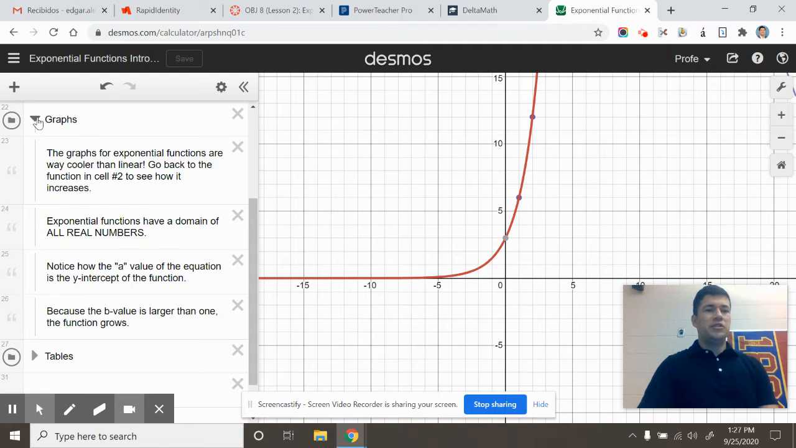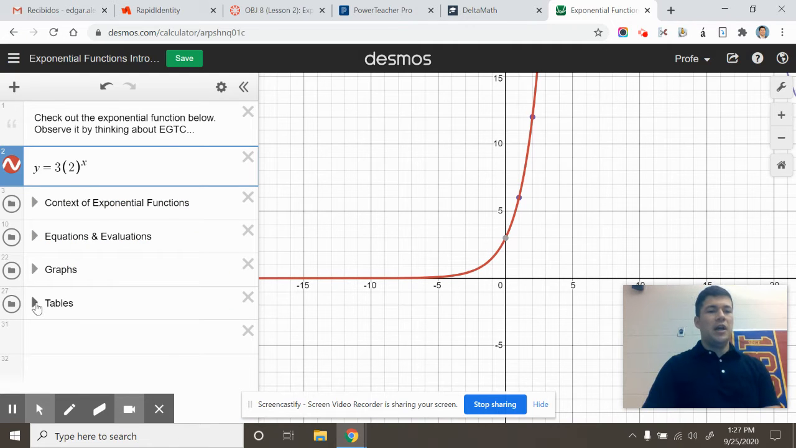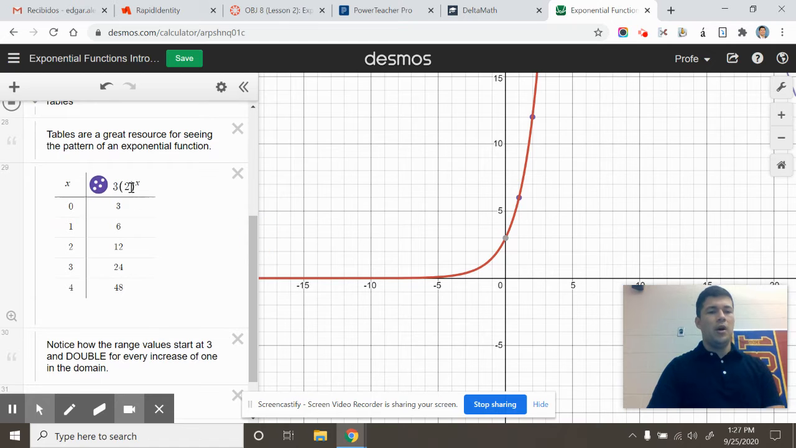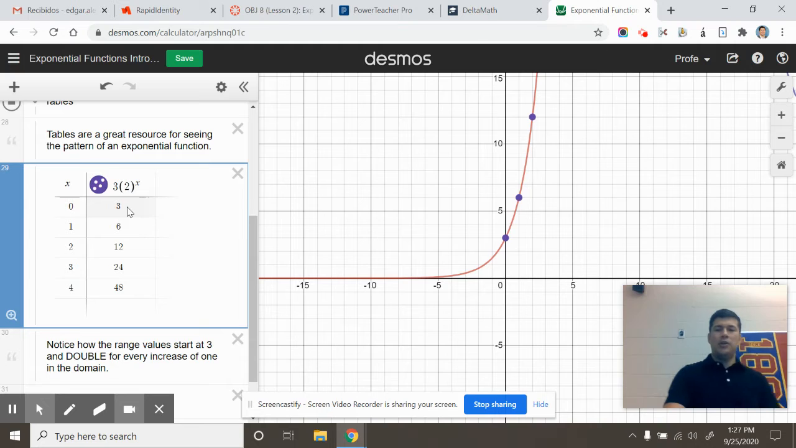Okay, now to some quantitative items. Tables. Tables are extremely important. So I've made a table with y equals 3 times 2 to the x. And let's take a look at the pattern. So again, I'm going to look at x values going up by 1: 0, 1, 2, 3, 4. Look at my y values. You can predict the y value of 3 is your y-intercept because it's right there in the equation. But look at the pattern.